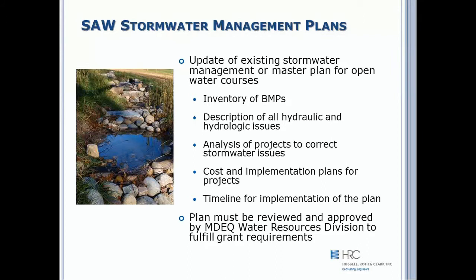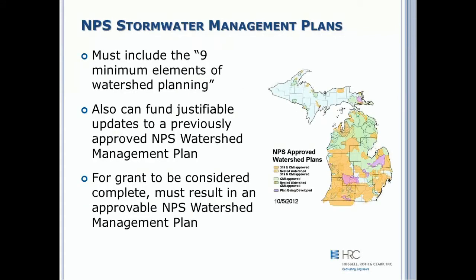And again, no construction is required, you just need to finalize that plan. For non-point source stormwater management plans, these must include the 9 minimum elements of watershed planning. They can also fund justifiable updates to a previously approved watershed management plan, including updates to meet additional criteria, reevaluation of environmental conditions, the next steps in the plans, and any other changes that may have occurred since the plan was originally completed. For the grant to be considered complete, it must result in an approvable non-point source watershed management plan.